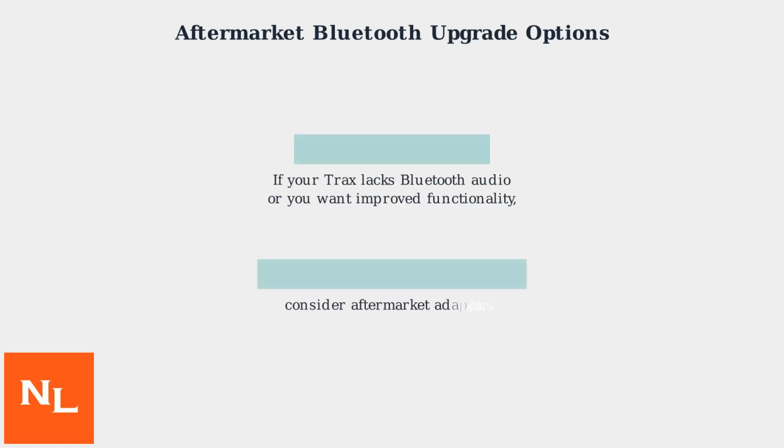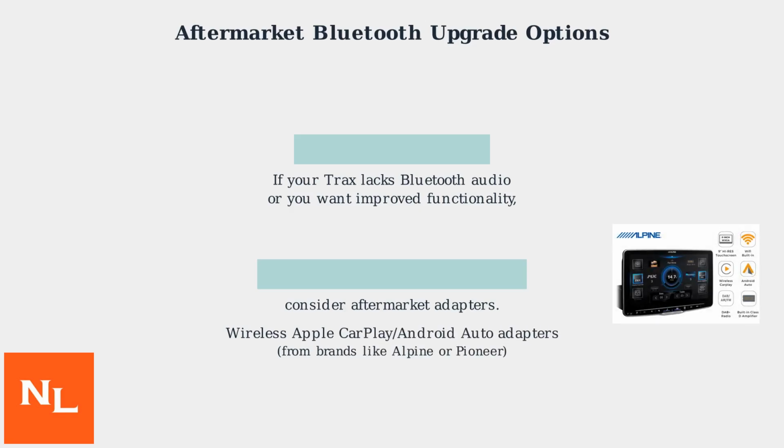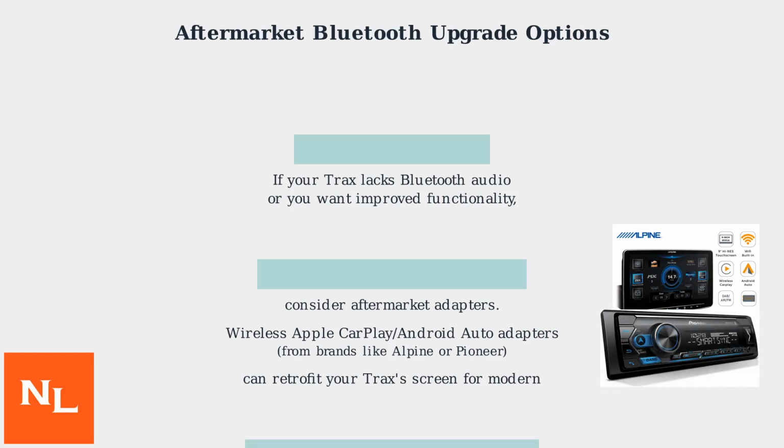For Chevrolet Trax models from 2013 to 2017 that lack native Bluetooth audio streaming or need enhanced functionality, aftermarket upgrades offer a practical solution. Wireless adapters from brands like Alpine or Pioneer can transform your vehicle's infotainment system. These adapters enable Apple CarPlay or Android Auto integration, allowing seamless wireless connection to your smartphone for music, navigation, and more. They utilize advanced Bluetooth 5.0 and higher standards, providing faster device pairing, improved connection stability, and significantly reduced audio latency compared to older systems.